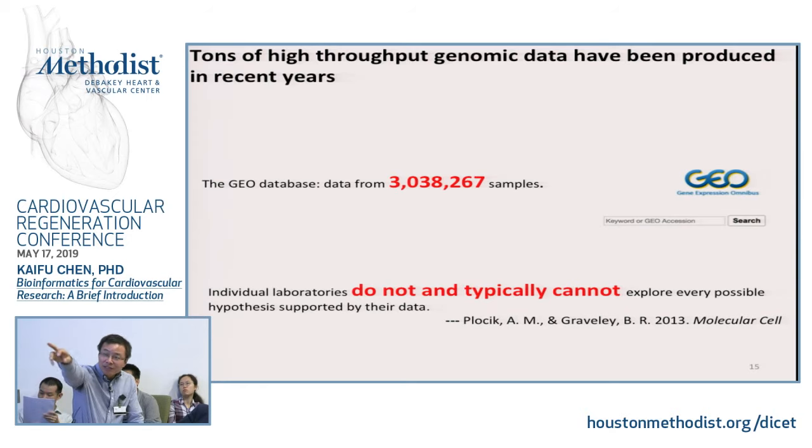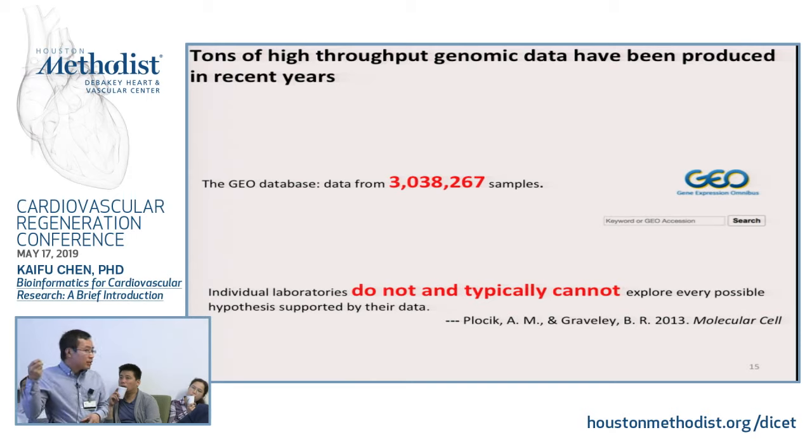And this sentence is also selected by me. It's from a paper published in 2013 in Molecular Cell. They said these individual labs do not and typically cannot analyze every possible hypothesis supported by their data. So think about these 3 million samples generated by many, many labs. These labs generate data, analyze it for one paper, then submit the data to a public database. And very few people analyze them again. But think about it, it's genome-wide data. It contains so much information. So there are many hypotheses that can be supported by this data, but they are not reused efficiently.